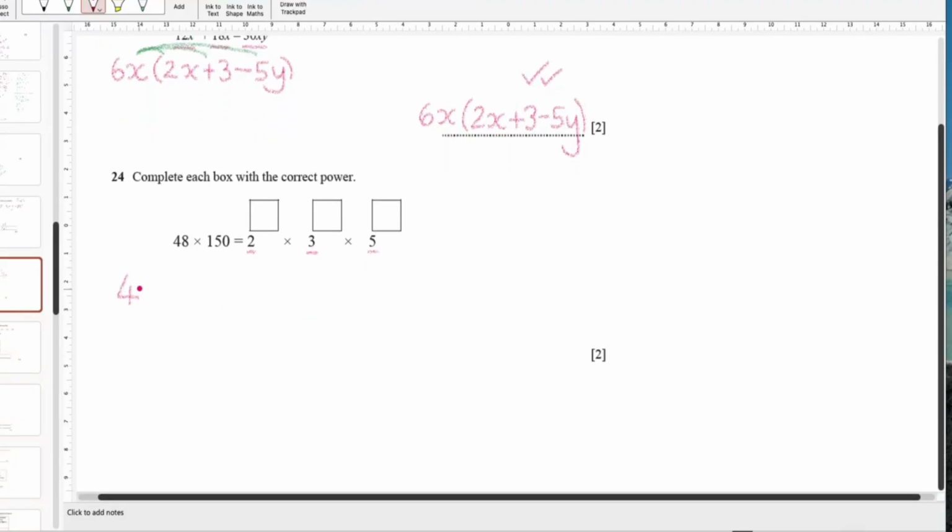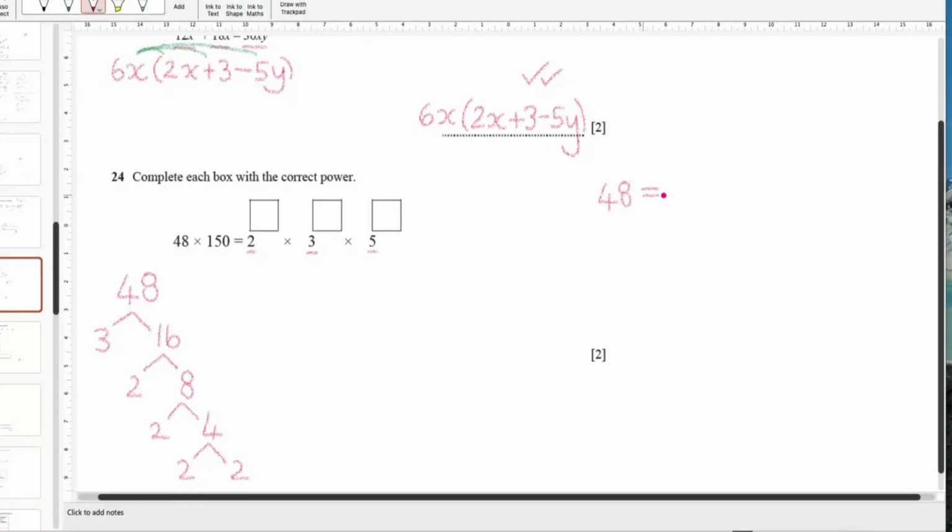So here we have 48. Now, 48 divided by 3 is equal to 16. 16 divided by 4 is equal to 4. Or you can actually do it another way. You can say that 16 divided by 2 is equal to 8. 8 divided by 2 is equal to 4. And 4 divided by 2 is equal to 2.